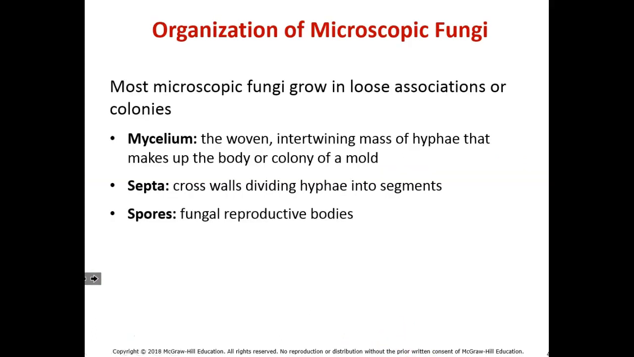Most microscopic fungi grow in loose associations or colonies. There's a mycelium, which is the woven, intertwining mass of hyphae that makes up the body or the colony of a mold. Septa are cross walls dividing hyphae into segments, and spores are fungal reproductive bodies.